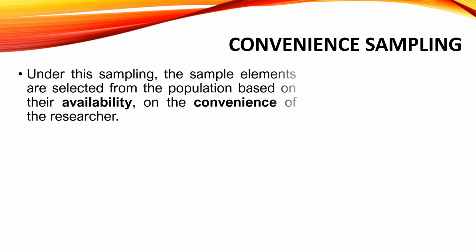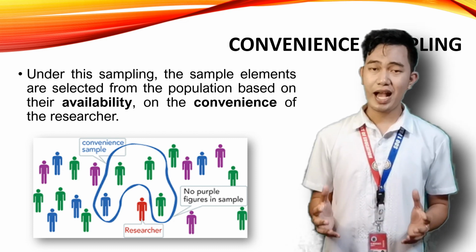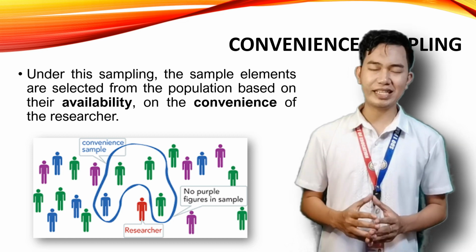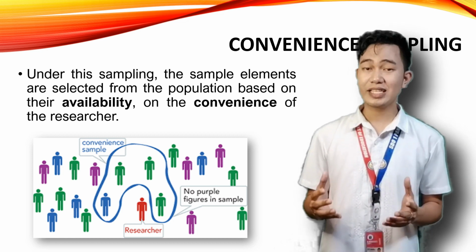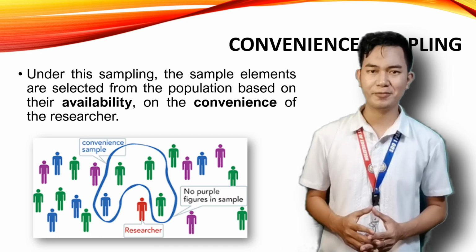Narito naman ang mga iba't ibang paraan sa paggamit ng non-probability sampling. 1. Convenience sampling. Under the sampling, the sample elements are selected from the population based on their availability or on the convenience of the researcher. Ibig sabihin, ang pagpili ng researcher sa kanyang mga respondents ay nakadepende sa kanilang availability at sa kung paano hindi mahihirapan ang ating mga researchers.